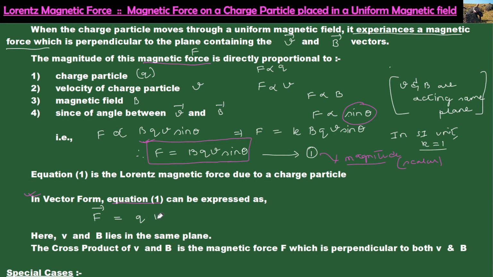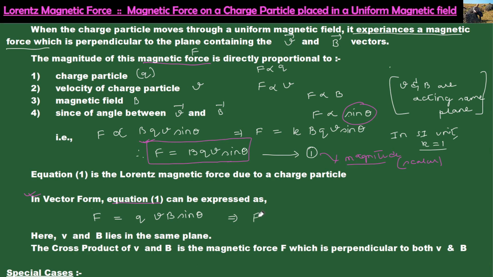Then I'm left with what? I'm left with V B sine of theta. So this can be expressed, this can be written in that form. I'm just rewriting in another form.